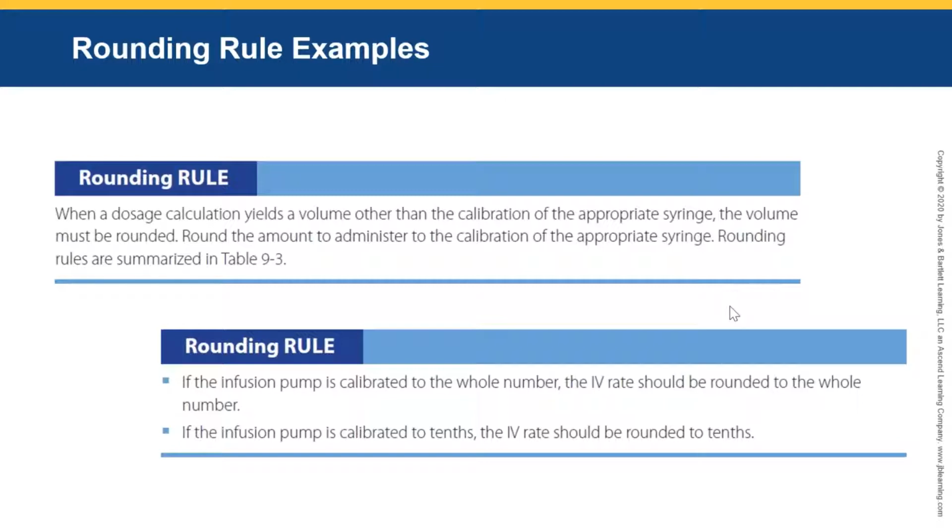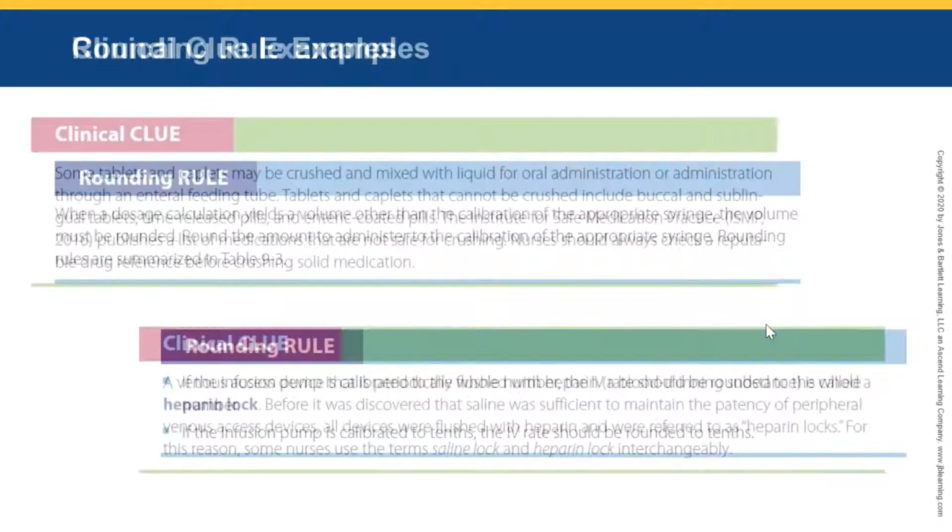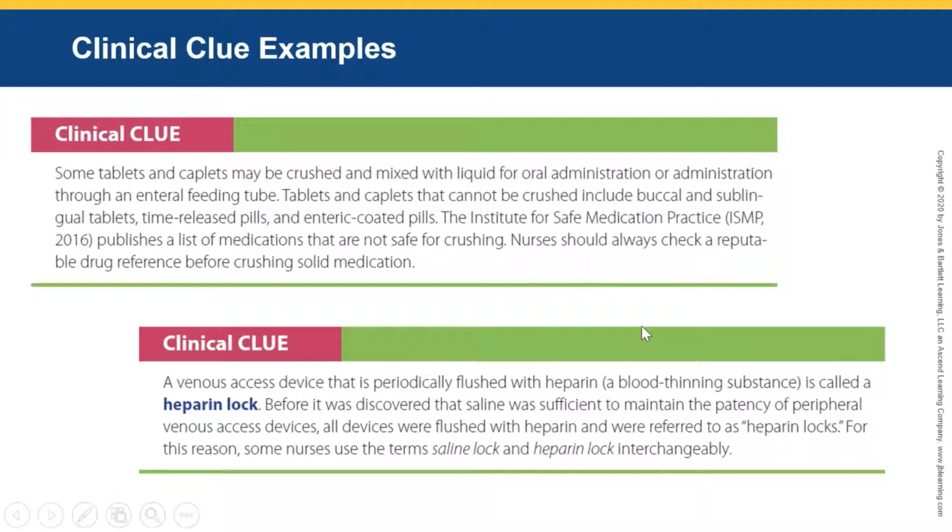The next page shows some clinical clues. The next slide. So the top clinical clue comes from Chapter 8, which is enteral medication administration. It explains that some but not all solid enteral meds can be crushed and mixed with liquid for the purpose of administering it through an enteral tube. And there's a whole explanation in the chapter about how to deliver meds through an enteral feeding tube.